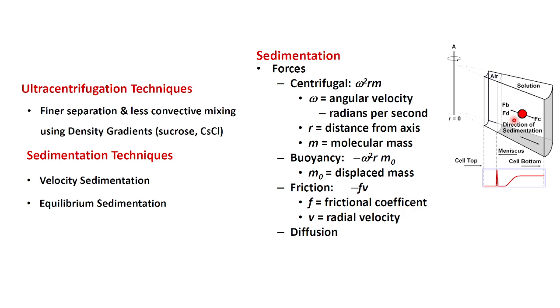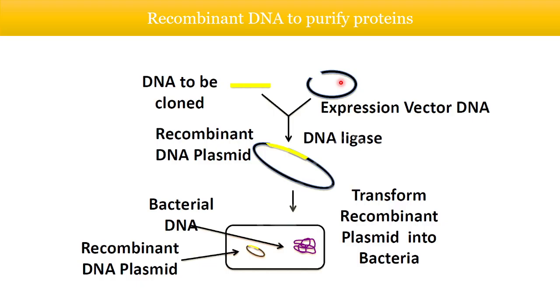You do not have to keep these equations in mind, but keep in mind the different forces that act on a sample when you subject it to the phenomenon of centrifugation. Now coming to recombinant DNA to purify the protein, you have a particular DNA which you need to clone, and then you have an expression vector.